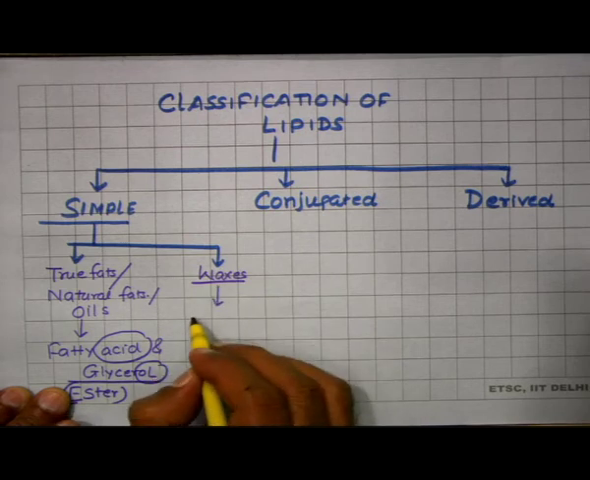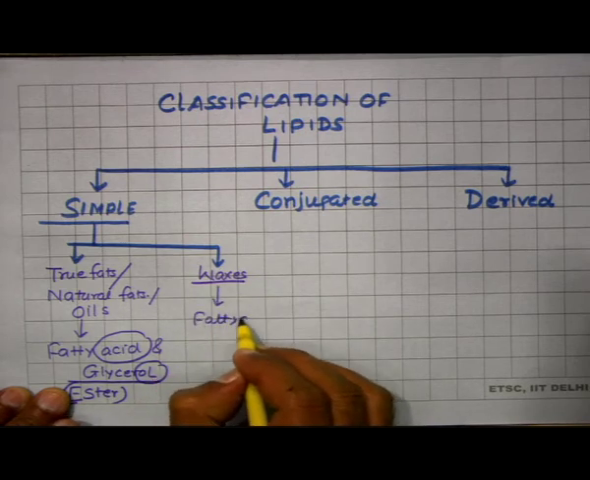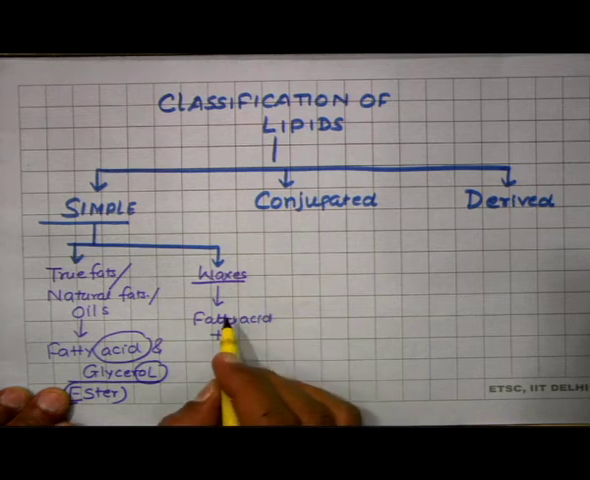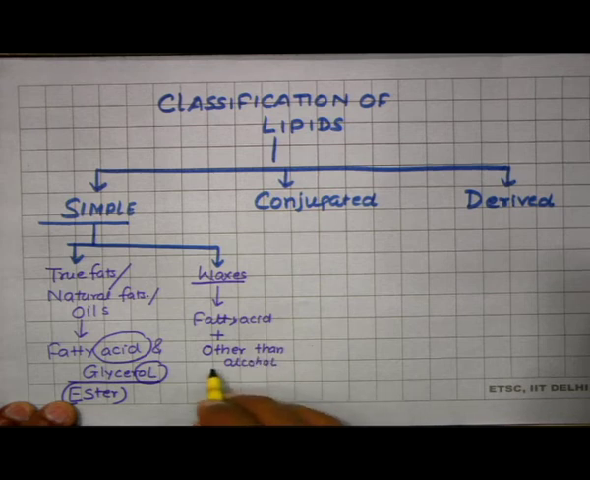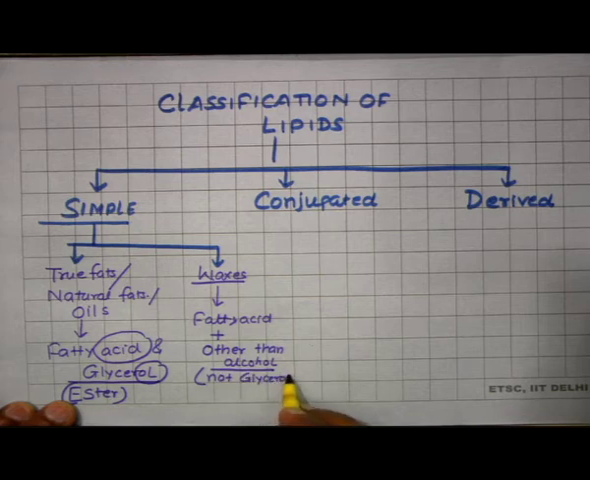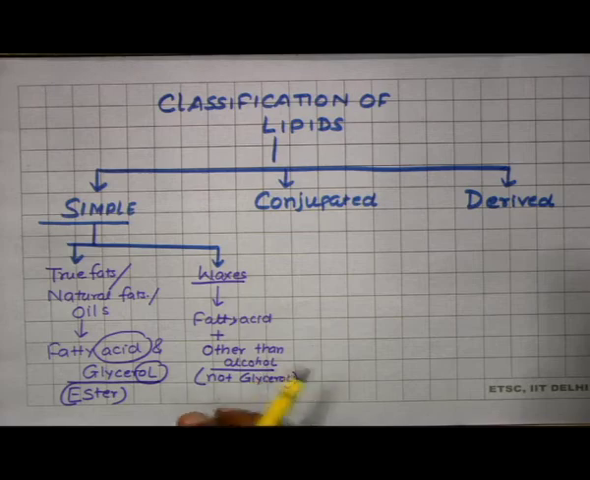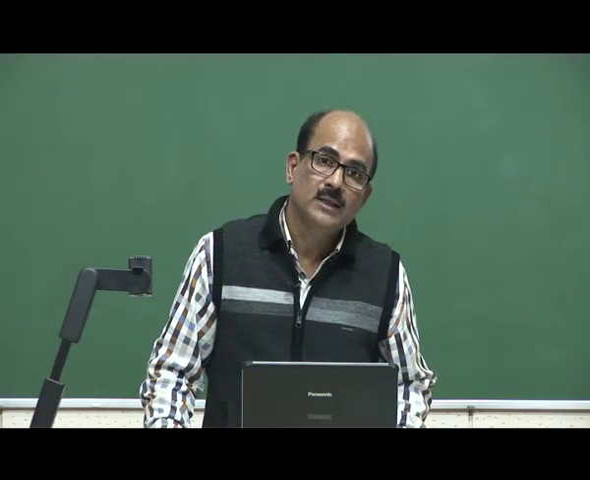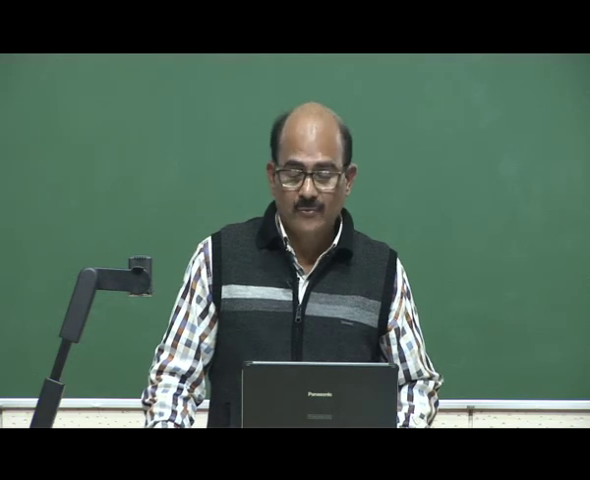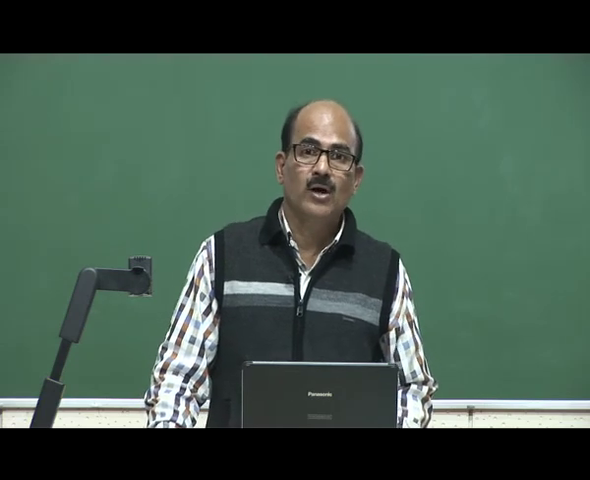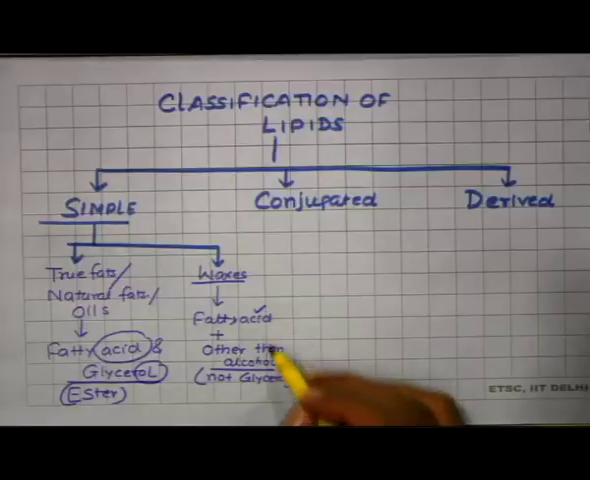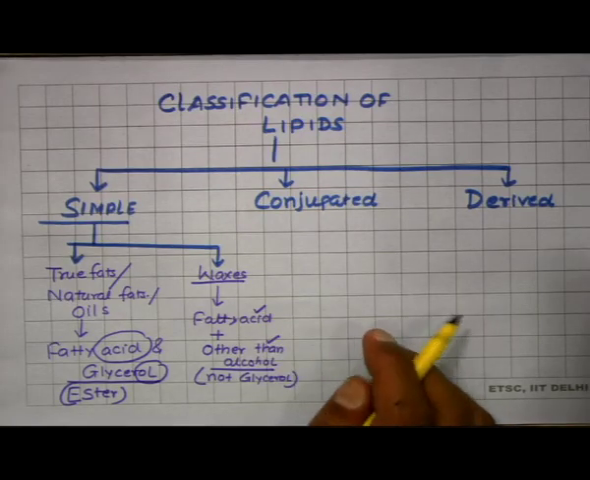Waxes form when the fatty acid is combined with alcohol other than glycerol. So, we can simply understand: if the fatty acid is combined with glycerol, that forms true natural fat. If other alcohol, not glycerol, is combined with the fatty acid, this forms waxes. Okay. Fatty acid and other alcohol form the waxes.